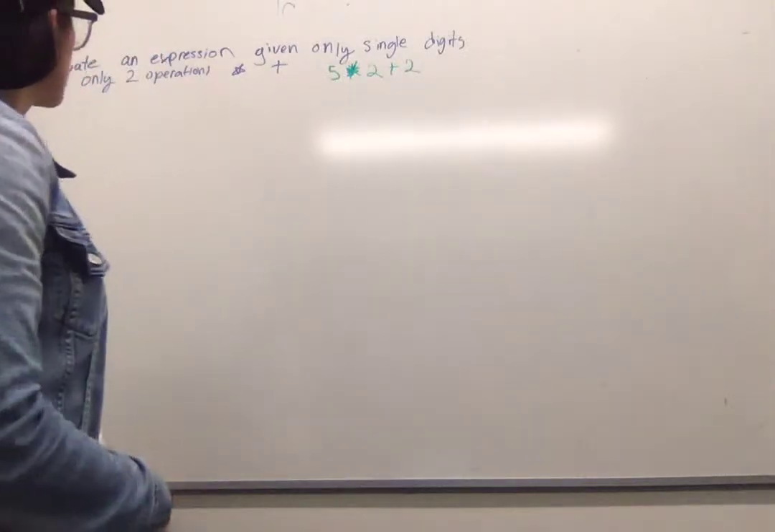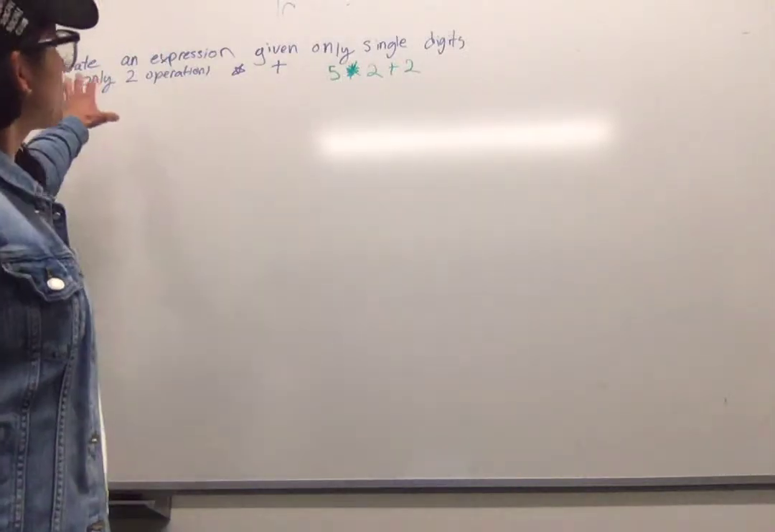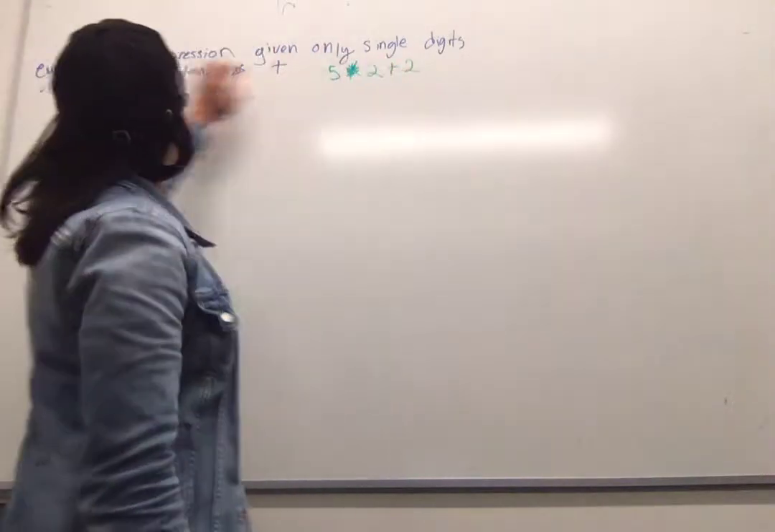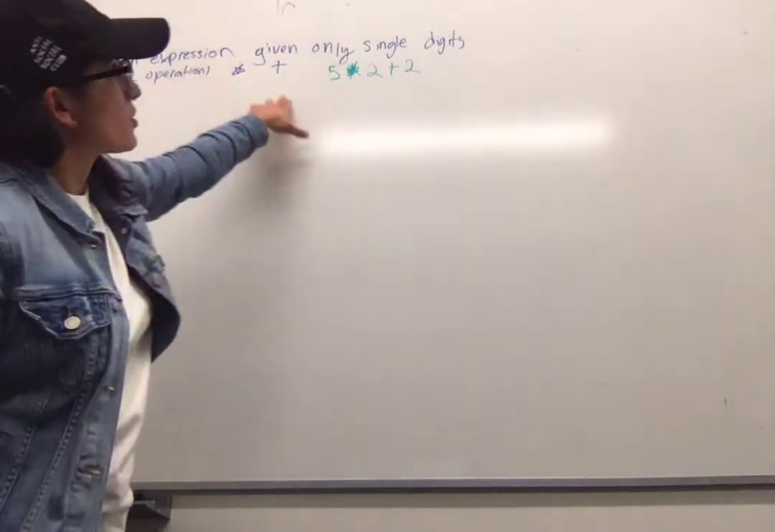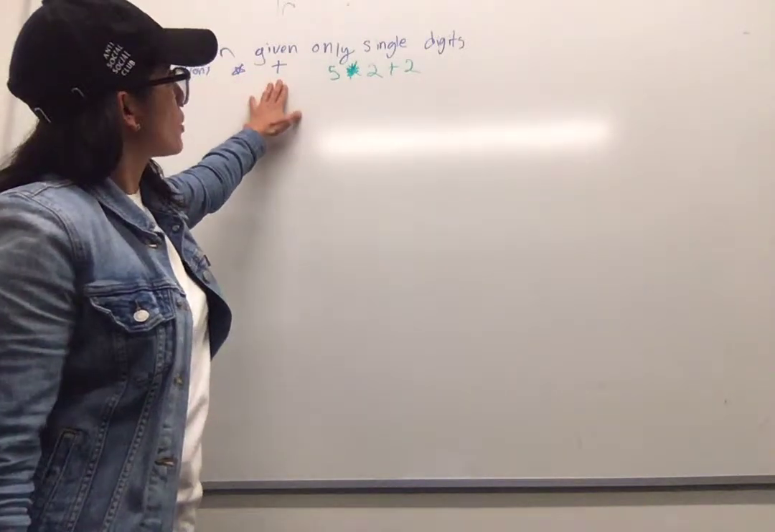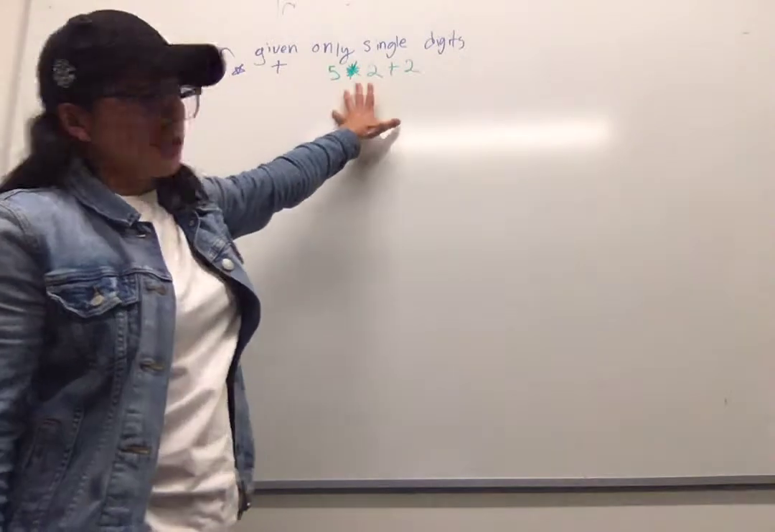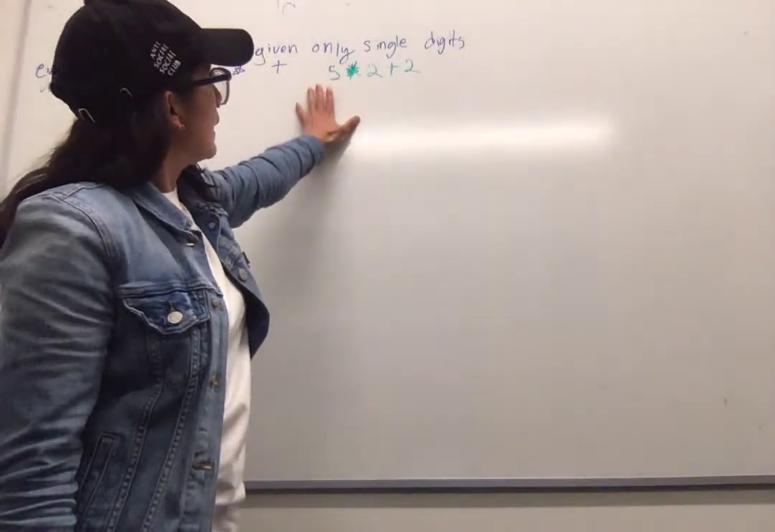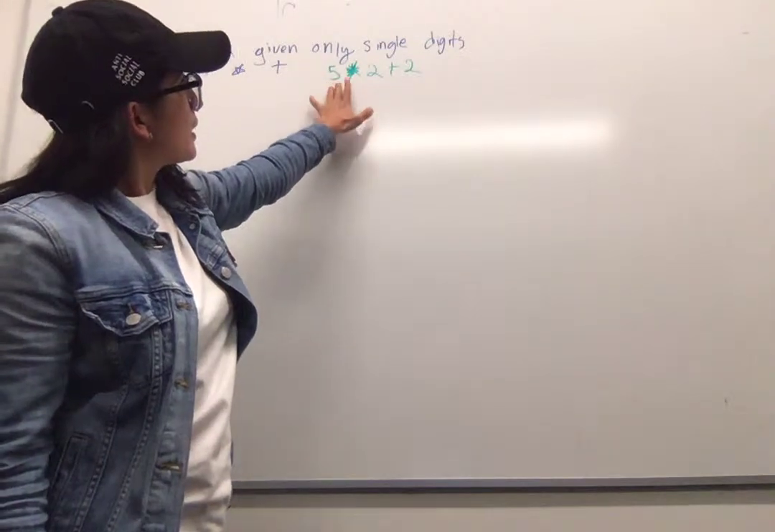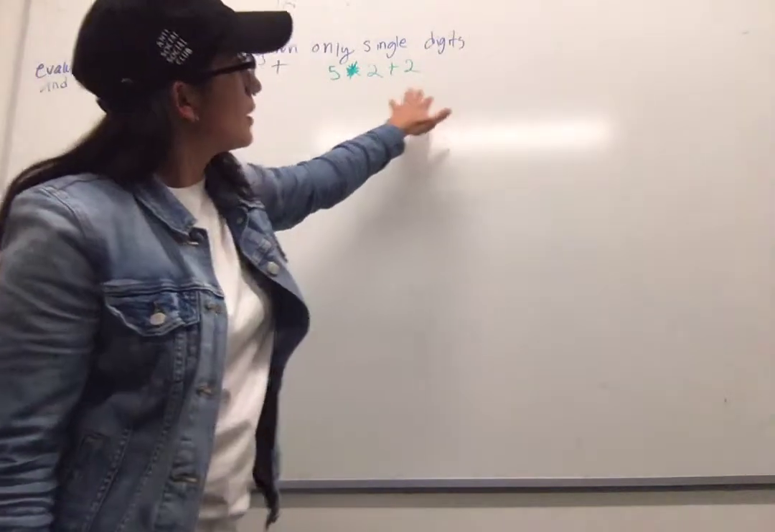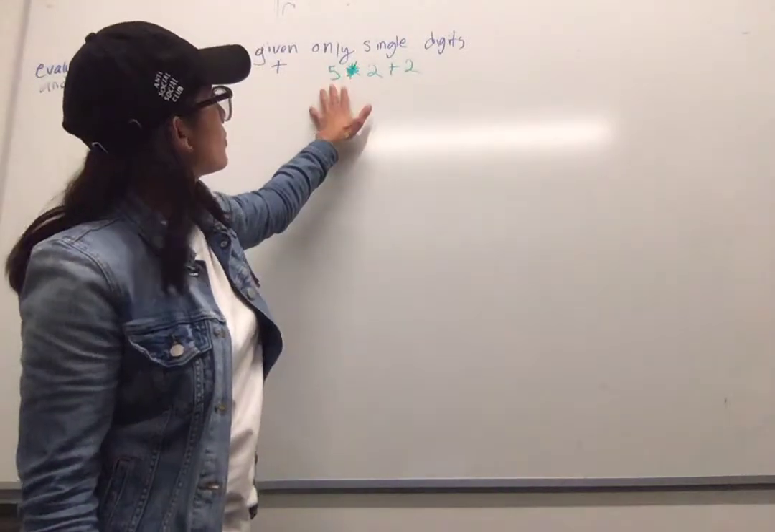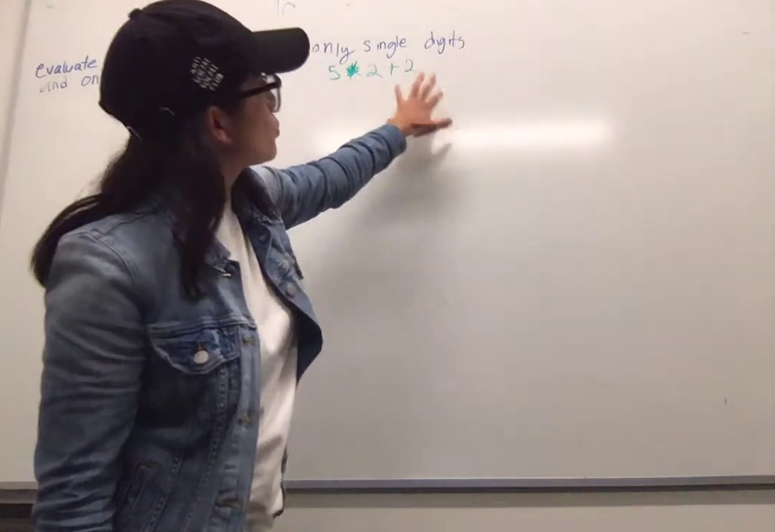So for this question, what we have to do is evaluate an expression given only single digits and only two operations, which is multiplication and addition. This is just a sample input. It's going to be a string, basically like 5 times 2 plus 2. And we want to give the result of that. So 5 times 2 is 10, plus 2, 12.